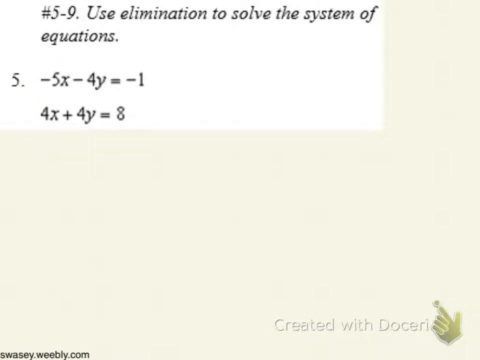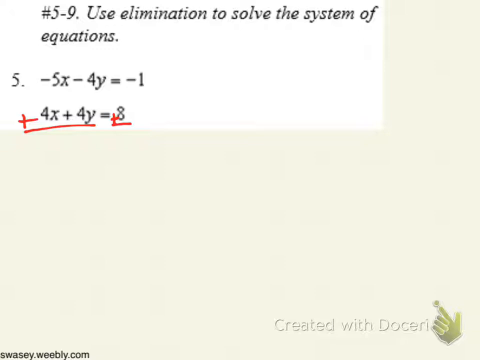Now 5 through 9 we're going to solve by elimination. Elimination is where you add your equations together, but before we add we need to make sure that we have opposite coefficients. On the y we have a 4 and a negative 4, so those are opposites. When we add them they will be eliminated. That's what we want to have happen. So you already have them lined up in standard form.